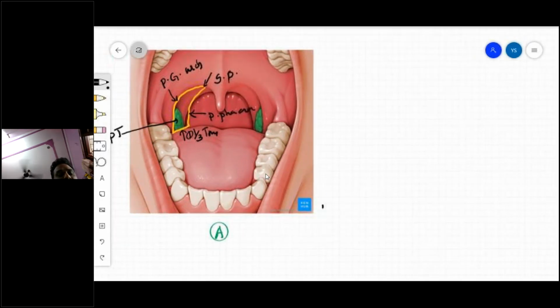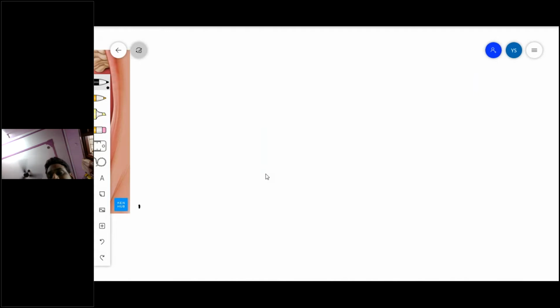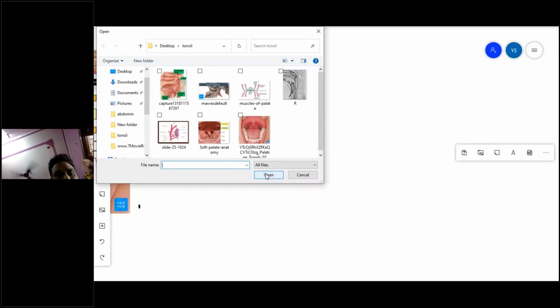Now we see the parts of the palatine tonsil in another picture.